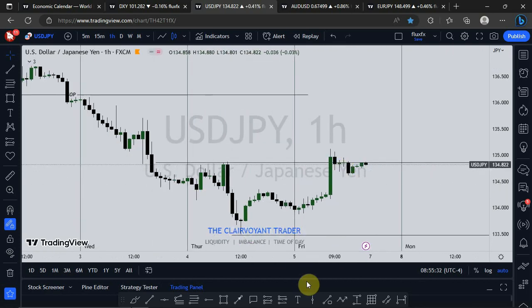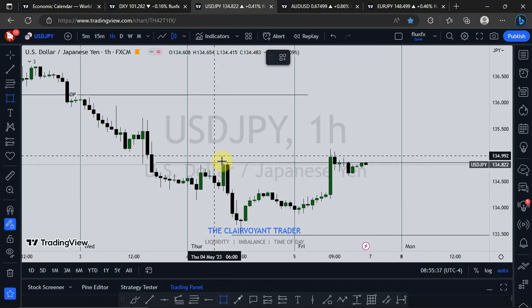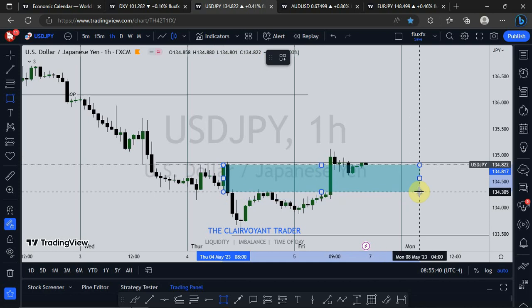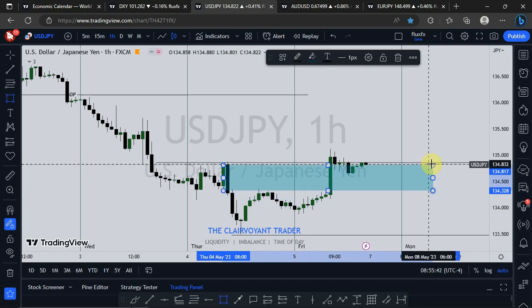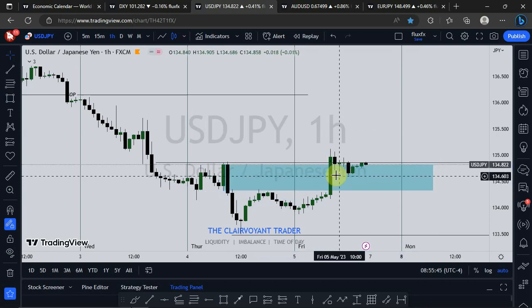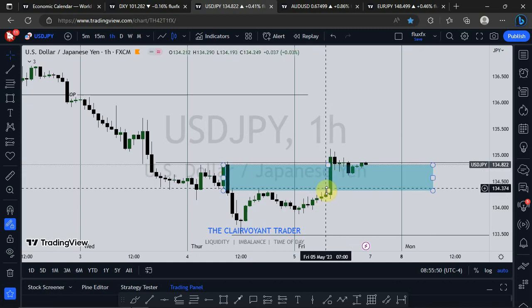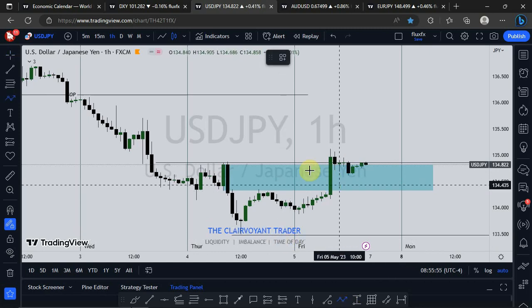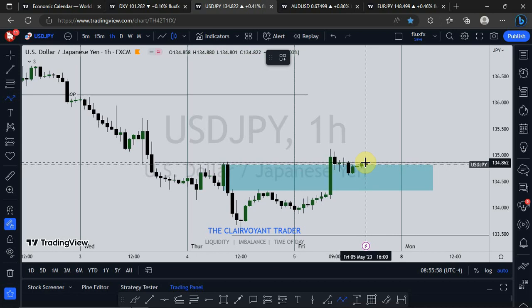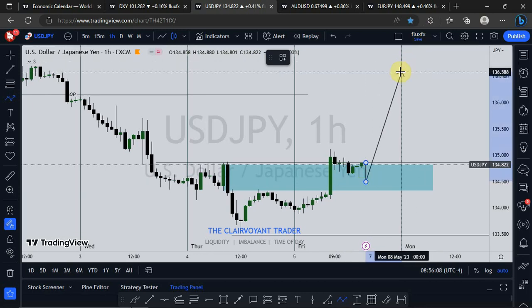Just as you can see, this is a breaker block. I'll take this as my breaker block. And inside the breaker block, what do you have? A fair value gap. This high and this low is a fair value gap. So going into next week, if price is going to continue to shift to the upside, I want to see price tap into this breaker block plus fair value gap, then we see a continuation to the upside.